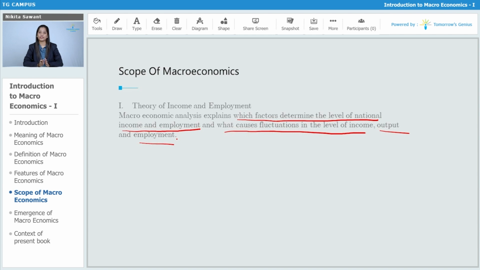So in this particular theory, which is the theory of income and employment, we will be studying what factors determine the national income of the country, what factors determine the employment of the country, and what causes fluctuation in the level of income, output and employment.